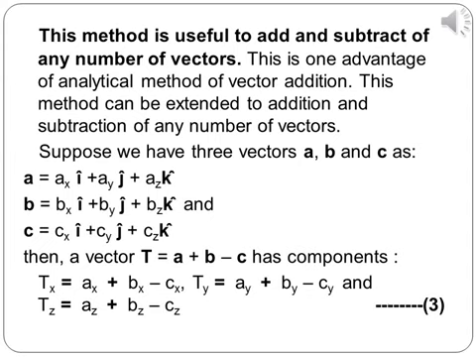Then it will be in the form of the resultant vector T is equal to Tx i cap plus Ty j cap plus Tz k cap, where Tx is equal to Ax plus Bx minus Cx, Ty is equal to Ay plus By minus Cy, and Tz is equal to Az plus Bz minus Cz.